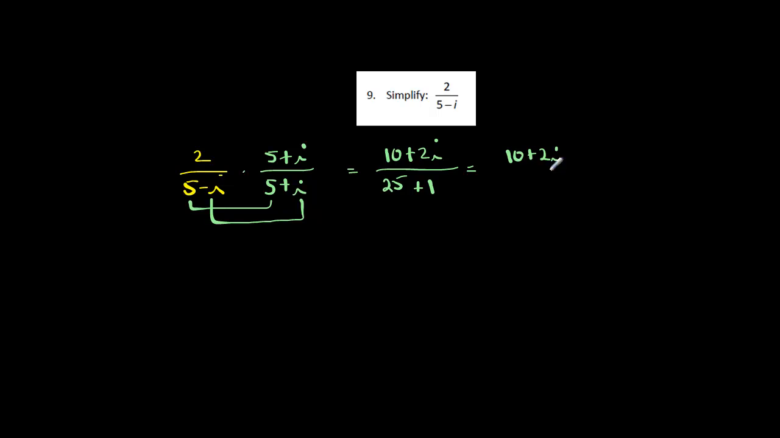So 10 plus 2i over 26. Now all three terms can be divided by 2. So to simplify, we can do that. So 5 plus i all over 13.